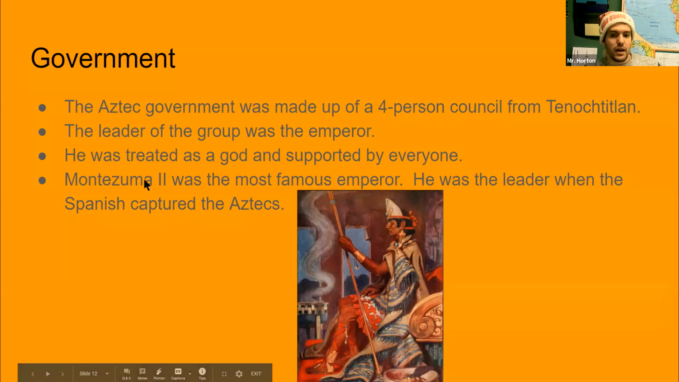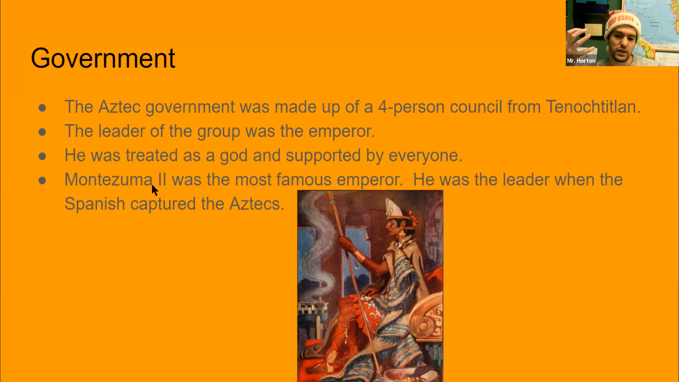And the most famous emperor, or one of the most famous emperors of the Aztecs, was Moctezuma II. He was one of the last emperors of the Aztec Empire before they collapsed. He was very impactful because of the way he led the Aztecs, protecting their city and protecting Tenochtitlan against these invaders. He was the leader when the Spanish came over and captured the Aztecs.